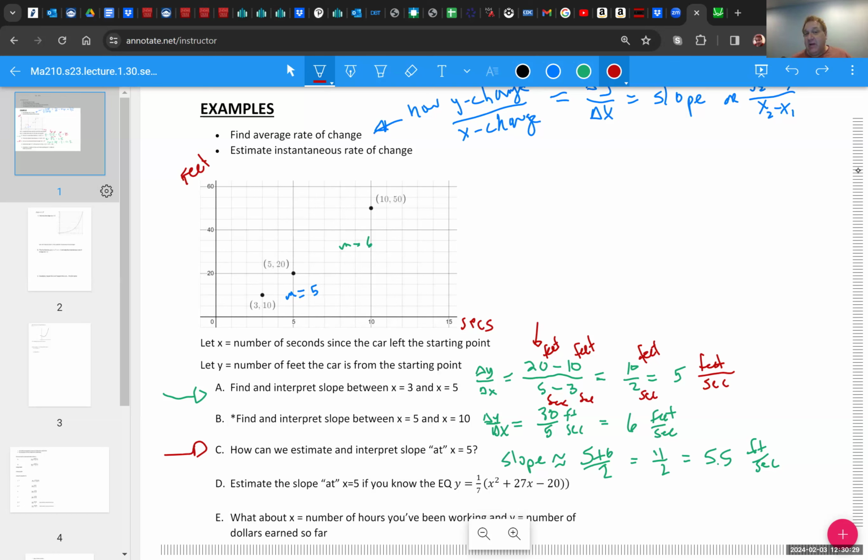All right, so that's the big setup of what average rate of change is and instantaneous rate of change. Let's do some calculations with some more formulas so we can get a better idea of how to figure out these average rates of change and, more importantly, the instantaneous rate of change.